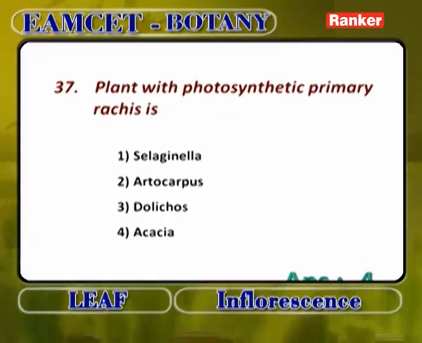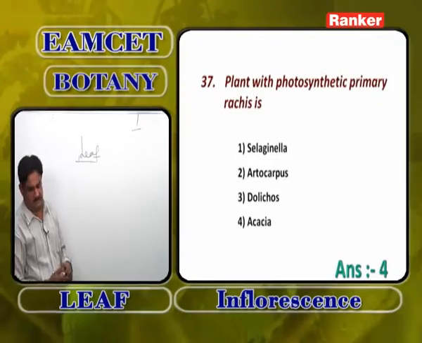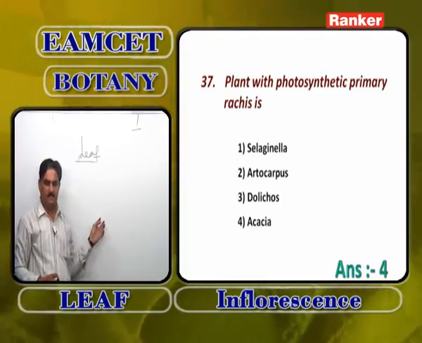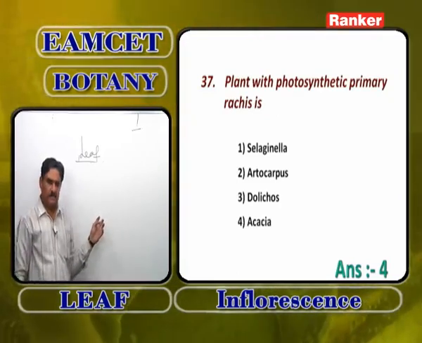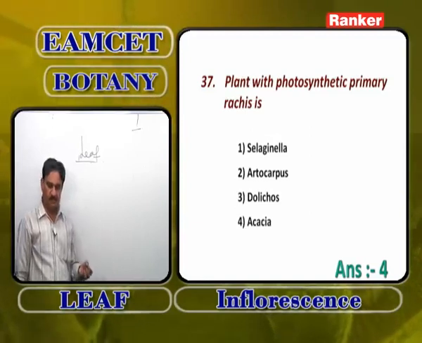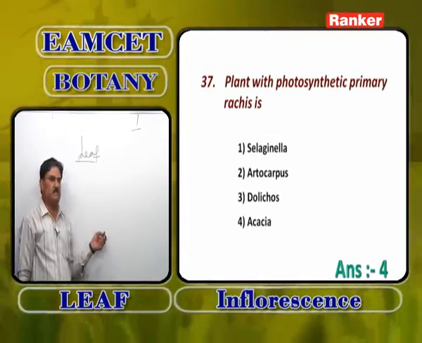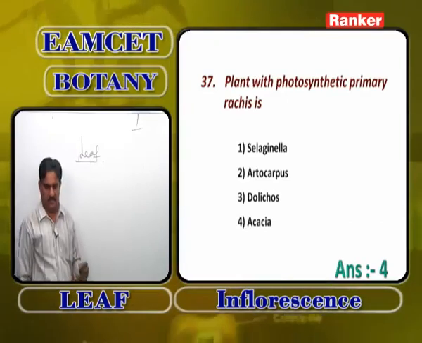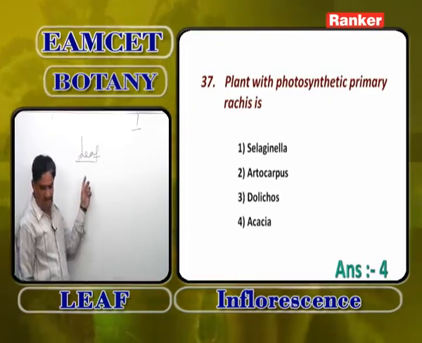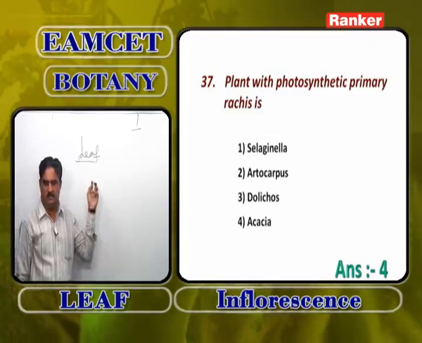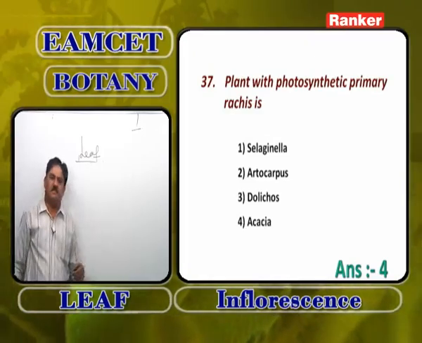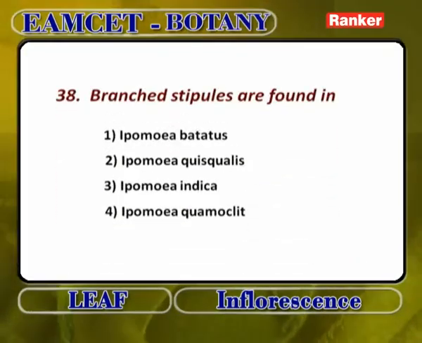In Parkinsonia also, bipinnately compound leaves. The primary rachis becomes a spine. The secondary rachis becomes a phyllode which performs photosynthesis, and stipules also become spines. Selaginella is a pteridophytic plant. Artocarpus is a plant with compound fruit, and Acacia is the answer. Dolichos, just now I told, trifoliately compound leaves are present in Dolichos. So the plant with photosynthetic primary rachis is Acacia.